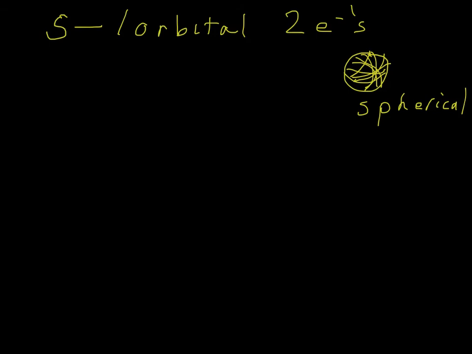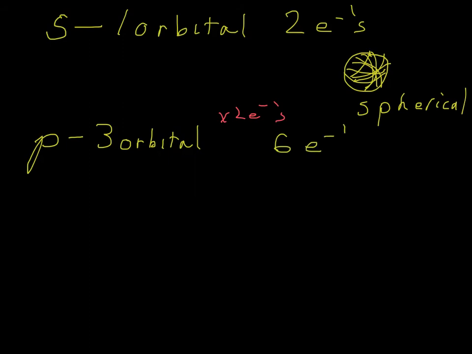The p orbital, the p subshell, every p subshell contains 3 orbitals. And if an orbital holds 2 electrons each, then a p subshell can hold 6 electrons. Now, the p orbitals are really, really neat. The p orbitals have what I call a 2 ice cream cone shape. It looks like 2 teardrops, and in the middle there, you have your nucleus.